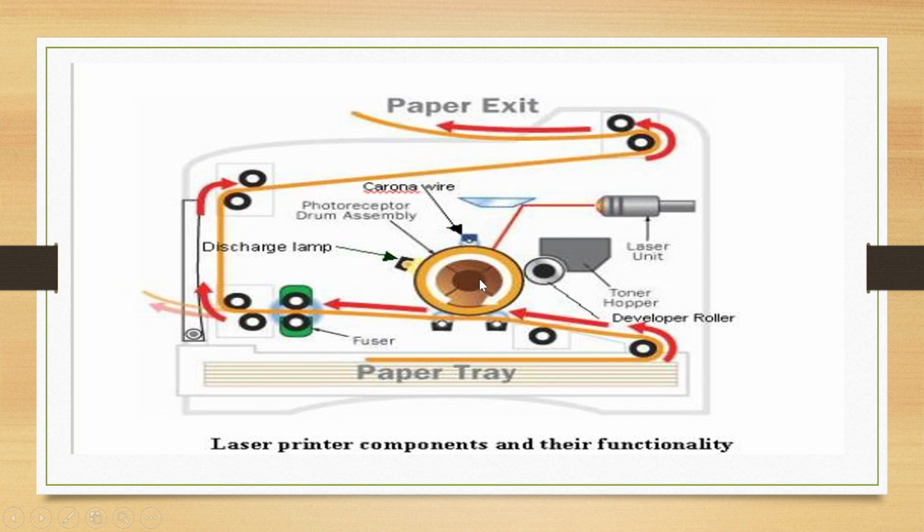This is the most key principle that it uses. It is called the photoreceptor drum assembly. So on this drum, information will be printed by this corona wire. It will be printed as this laser comes here, reflected by the lens, onto this drum that we have.